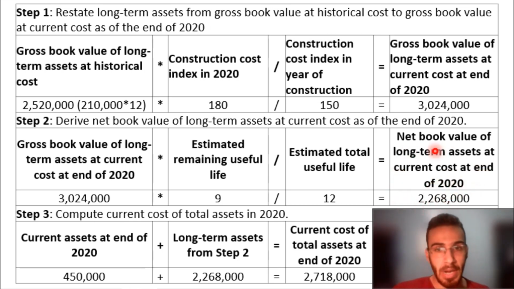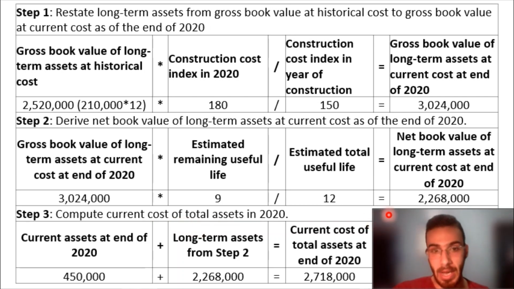Now, for this number, we subtracted 3 years depreciation charge from the gross book value, and we now have the net book value of the long-term assets, but not using the historical cost, but using the current cost. Next, we need to compute the cost of total assets.